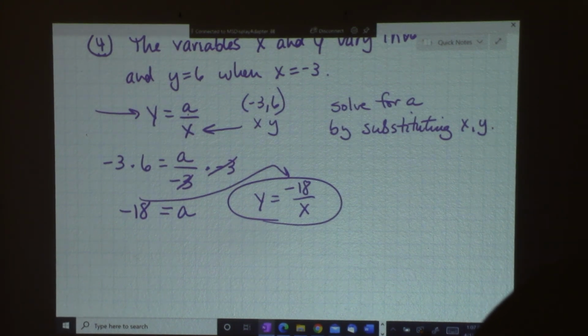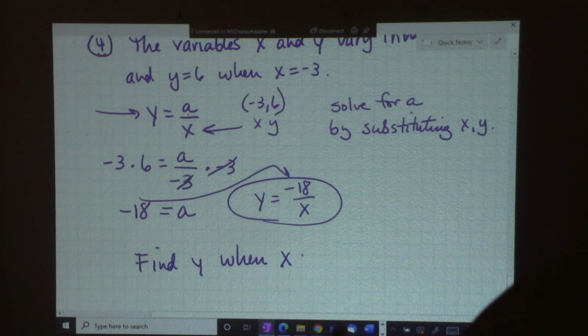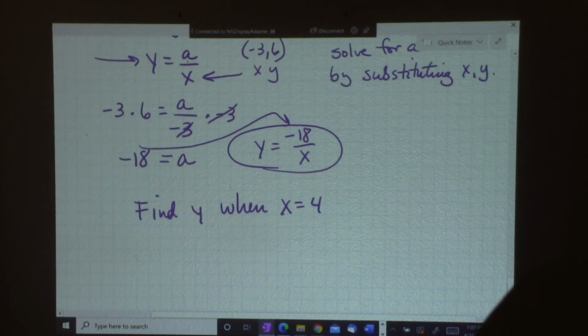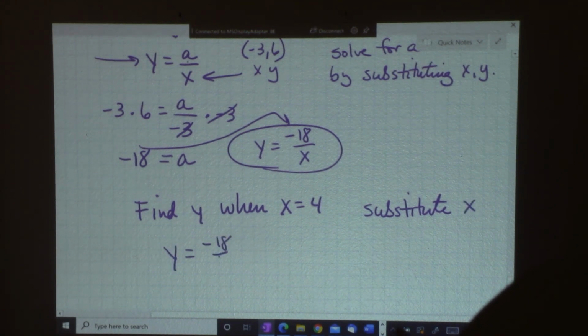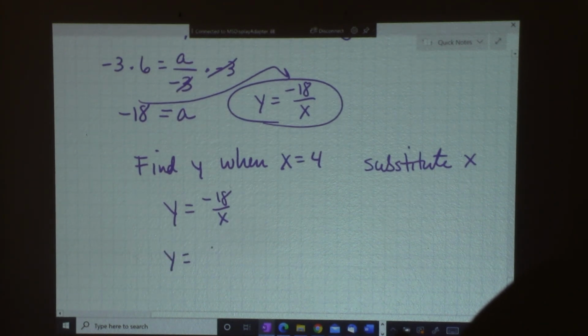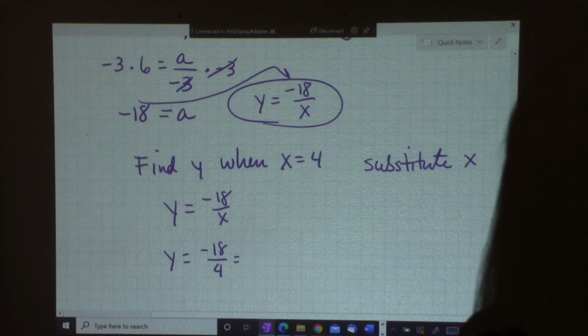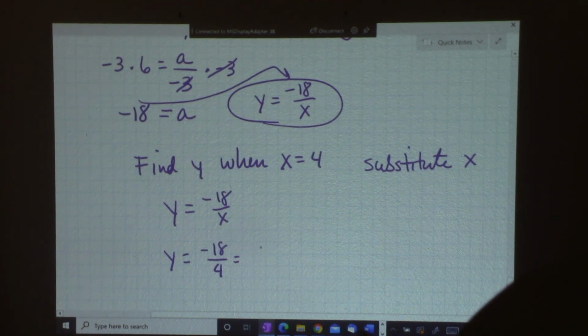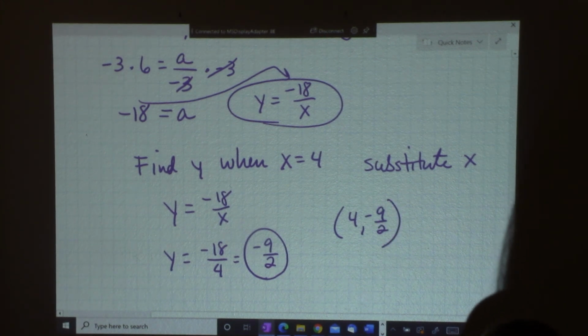Okay. The second part is find y when x is 4. Okay, so now I want to solve for y and substitute x into the equation. So I'm going to put y equals negative 18 over x, and I'm going to put 4 in. There we go. And I'll reduce it if I can. So I get negative 9 over 2. So when x is 4, y is negative 9 over 2. So this point would be on my graph. It would be on my curve.